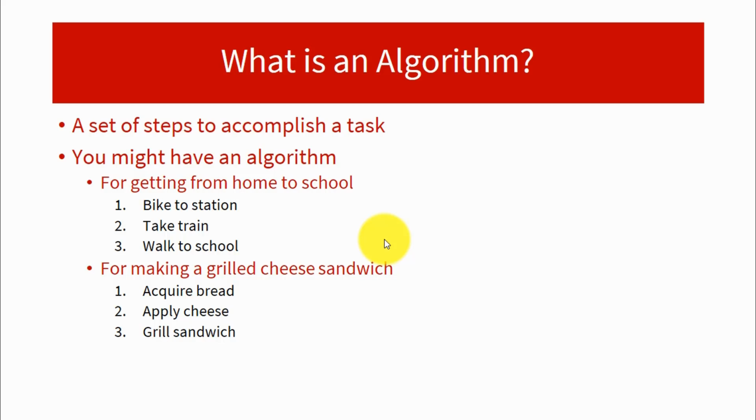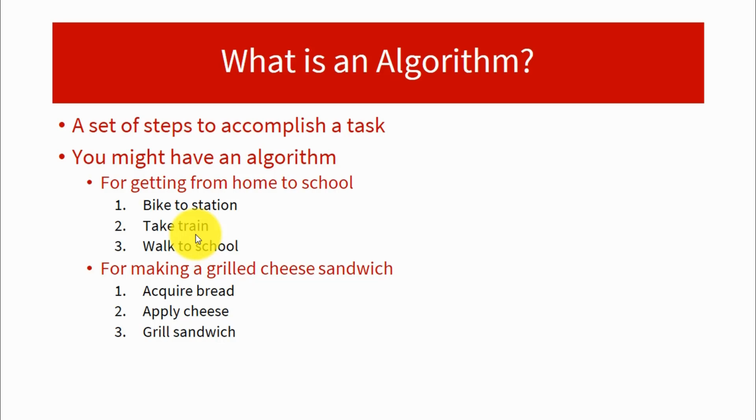It's like a recipe in a recipe book. When you want to cook a particular meal, you have the set of ingredients and then the set of steps that you perform in order to cook the meal. So you might have an algorithm for getting from home to school. It's very, very abstract, but it does convey the message that there are a set of steps, like you have a bike and you go to the station, you take a train, and then you walk to the school. If you change this order, this algorithm may not work. So this is an algorithm, a simple one for a kid who goes from home to school.